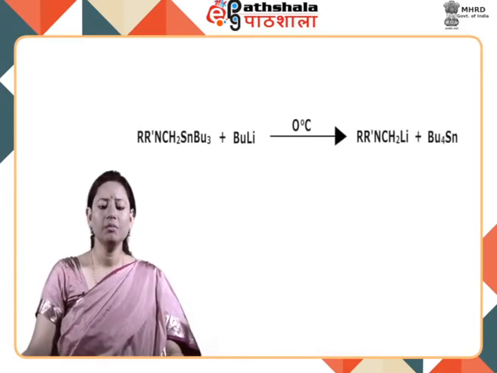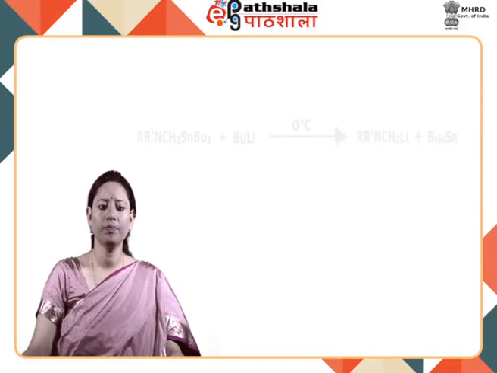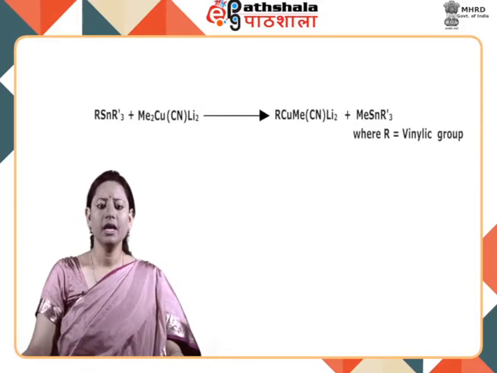RR'NCH2SnBu3 reacts with butyl lithium at a low temperature of 0 degrees Celsius to form RR'NCH2Li along with tetrabutyl tin. This is a good method to prepare organolithium compounds, as lithium compounds are not prepared easily by other ways. The SEi mechanism is useful for formation of higher order cuprates starting with a vinylic tin compound.